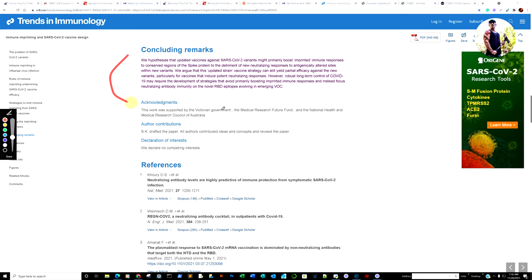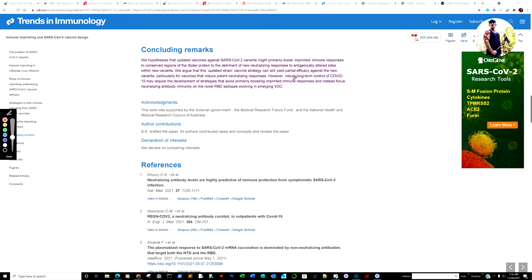We hypothesize that updated vaccines against SARS-CoV-2 variants might primarily boost imprinted immune responses to conserved regions of the spike protein to the detriment of new neutralizing responses to antigenically altered sites within new variants. We argue that this updated strain vaccine strategy can still yield partial efficacy against new variants, particularly for vaccines that induce potent neutralizing responses.